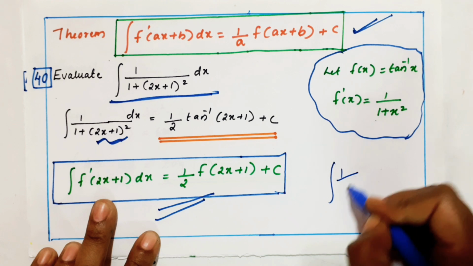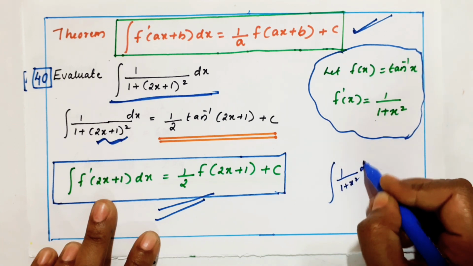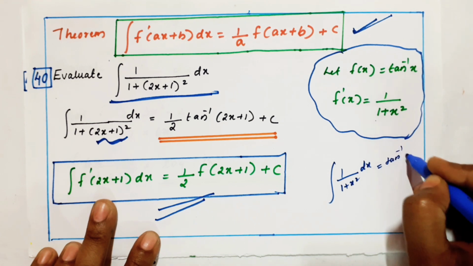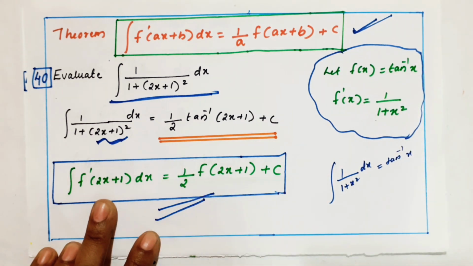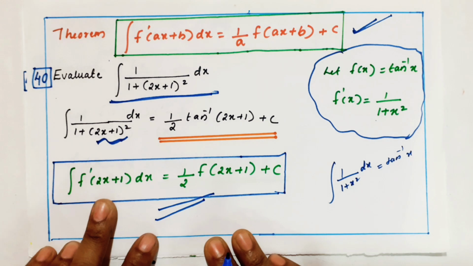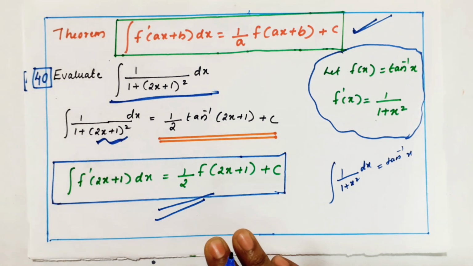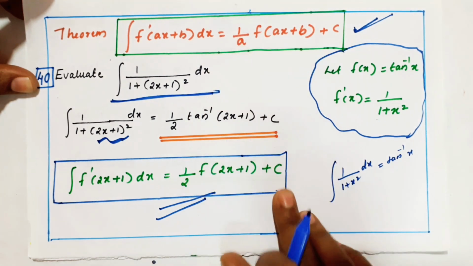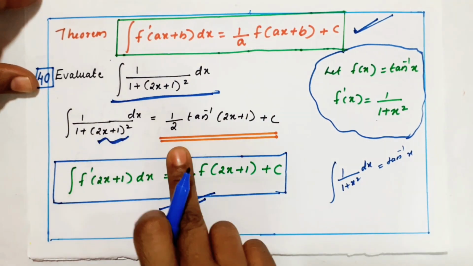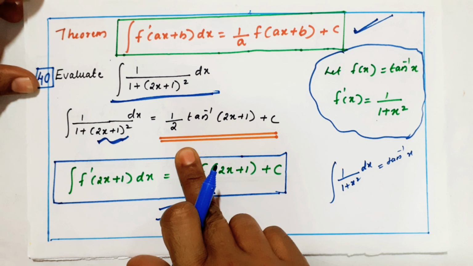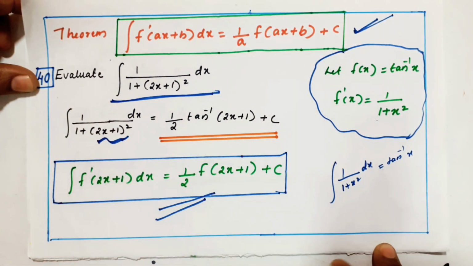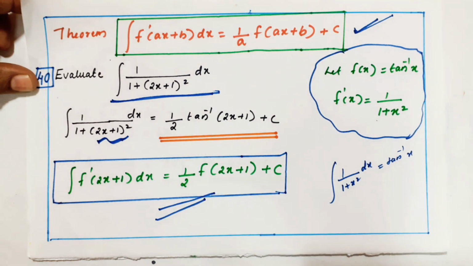It is in the form of 1 by 1 plus x square dx. This is the form of tan inverse x. But here, if you check the x coefficient, it is 2x. So it is ax, and ax means you have to divide by a. So you need not do anything. If you know this one, the shortcut we can do like this. It is in the form of integral of 1 by 1 plus x square dx, which is tan inverse x. So what's the coefficient? This is a shortcut method.